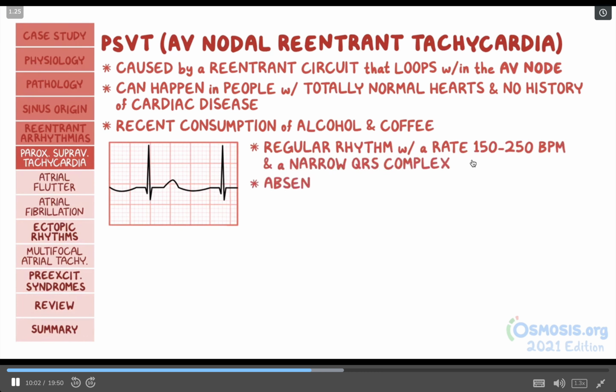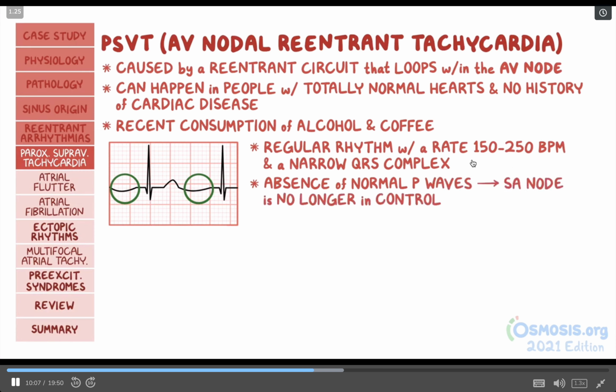The key is the absence of normal P waves, which tells us that the SA node is no longer in control. Now, the reentrant circuit is within the AV node, meaning it can go from the AV node up towards the atria. Since it's going in the opposite direction, you may be able to see retrograde P waves. However, because the PSVT is super fast, these retrograde P waves are usually buried in the QRS complex, so you may or may not see them.